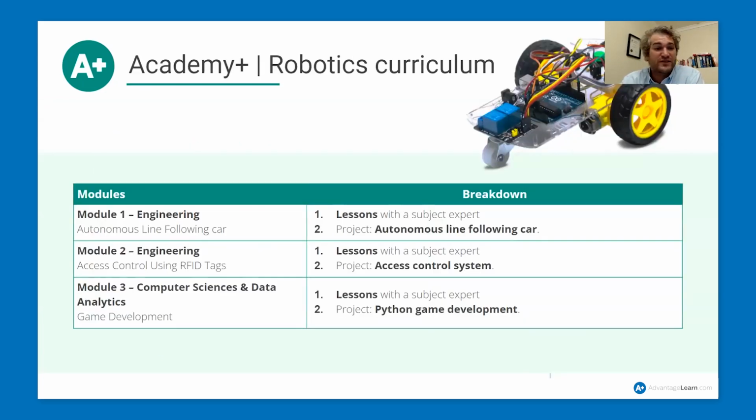In terms of the robotics curriculum, it's broken up into 3 modules. The first engineering module focuses on building an autonomous line-following car and learning the programming and hardware skills to actually build that robot. The second module focuses on access control using RFID tags. And the third module is a computer science and data analytics module where we teach these skills through the mechanism of game development, which is quite exciting.